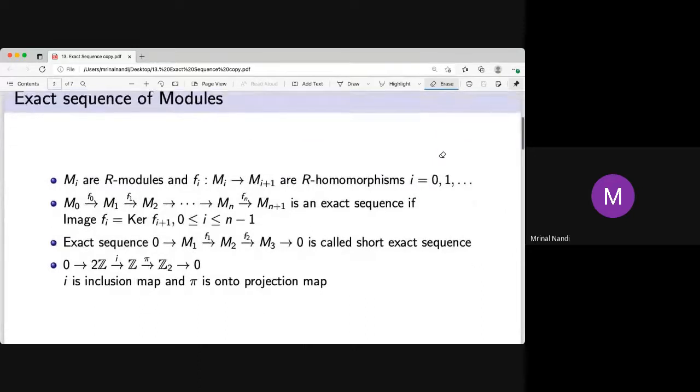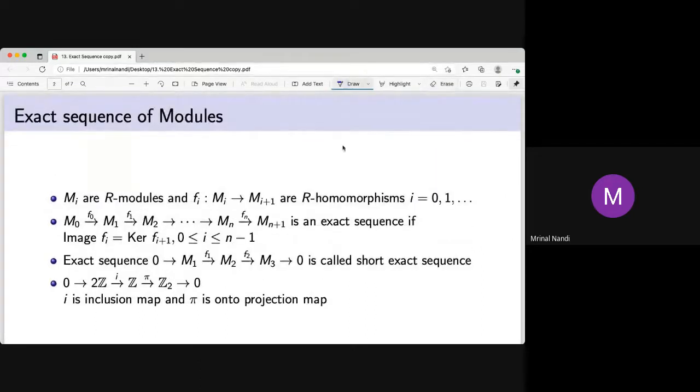So what is an exact sequence? Exact sequence of modules, or maybe vector spaces, or maybe a group also. It can be any other objects. So Mi are R modules, and fi from Mi to Mi plus 1 are R homomorphisms.